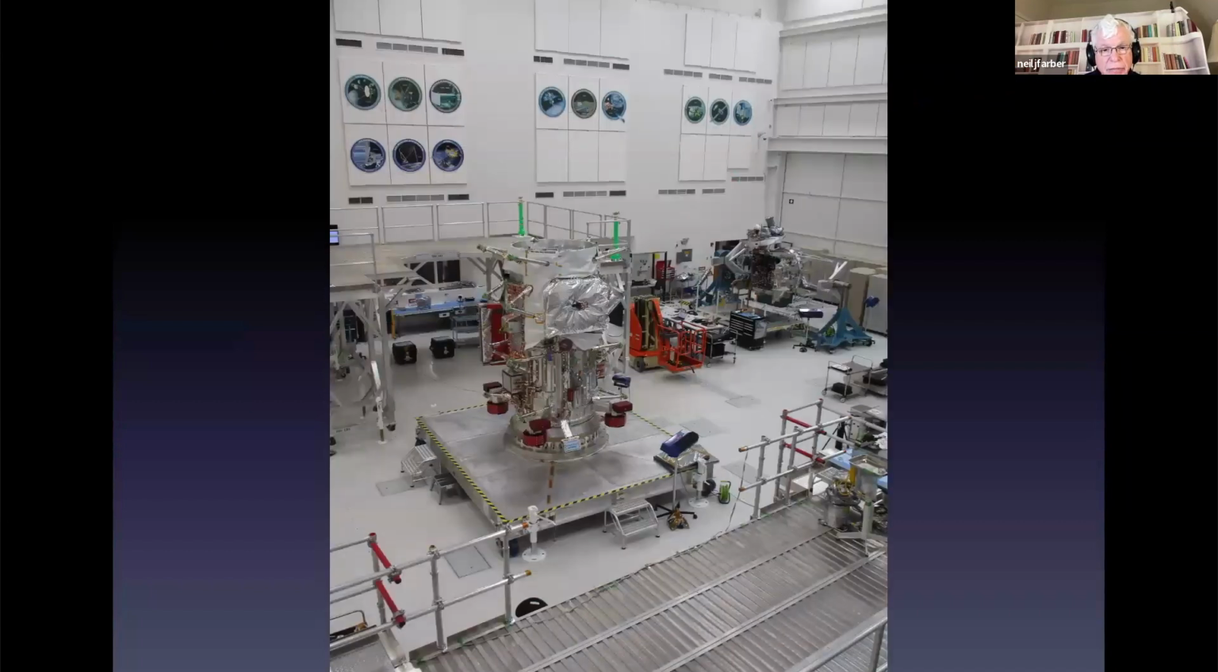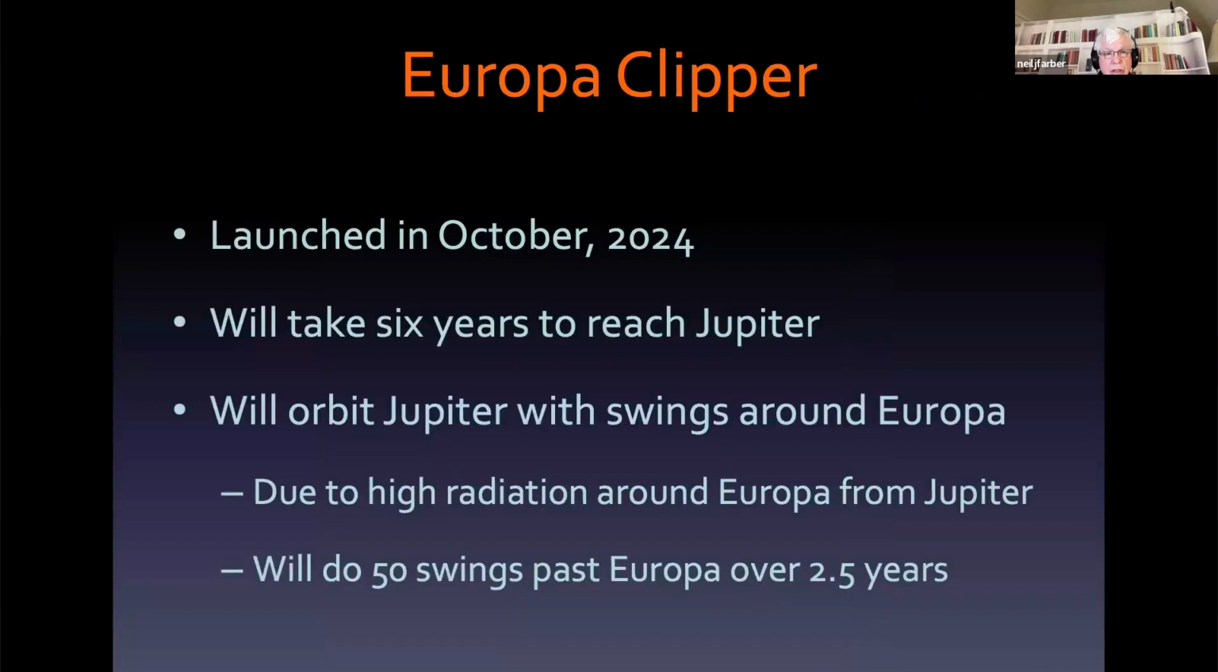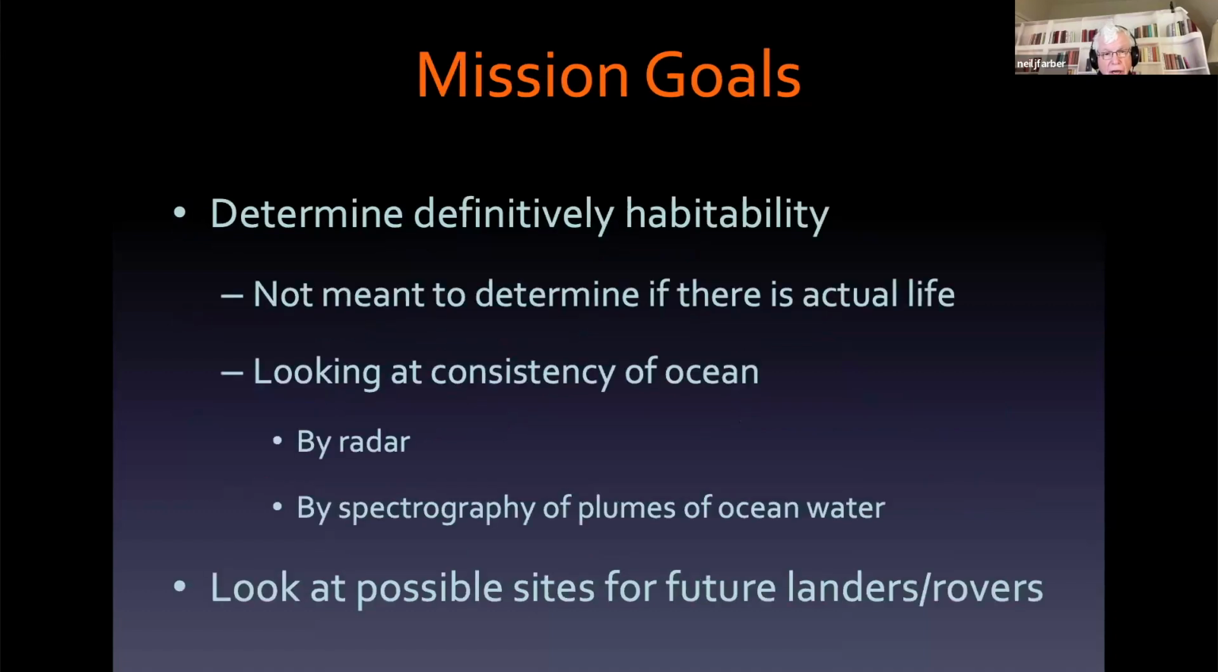And this is it in the high bay. Next slide. It launched in October of 24 last year. It'll take 6 years to reach Jupiter, doing gravity assists. It'll orbit Jupiter with swings, about 50 swings around Europa, and it'll do that for about 2.5 years. The reason for the swings is due to the high radiation.